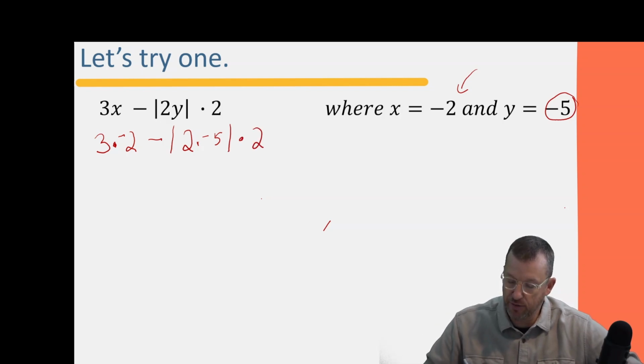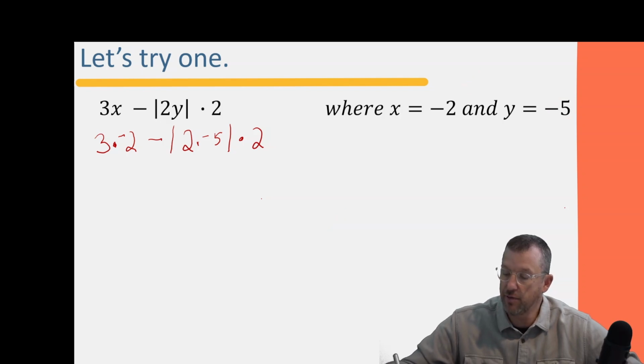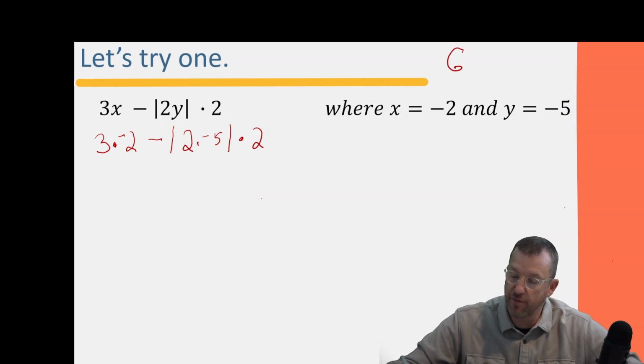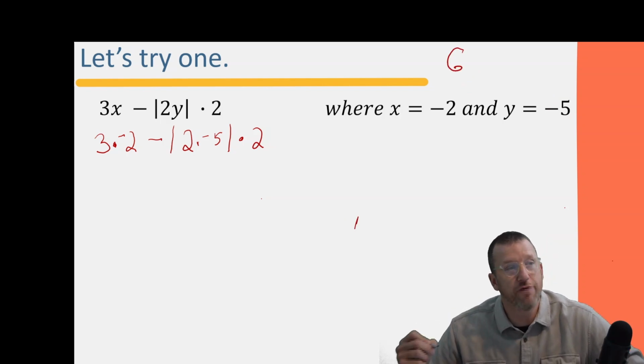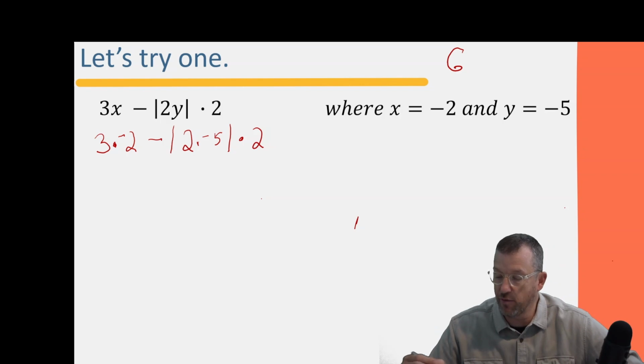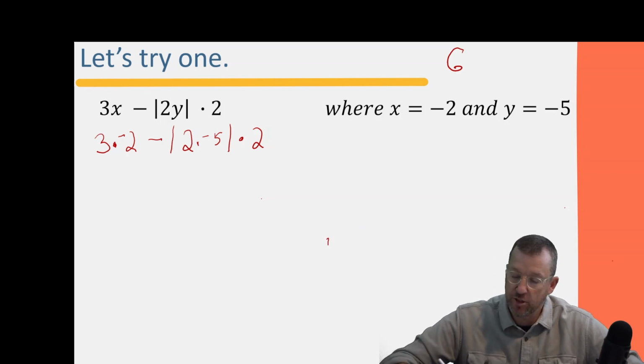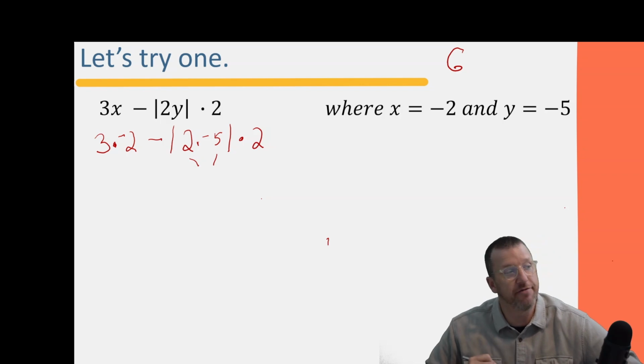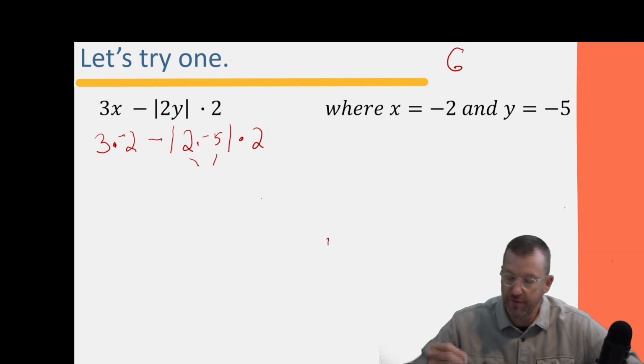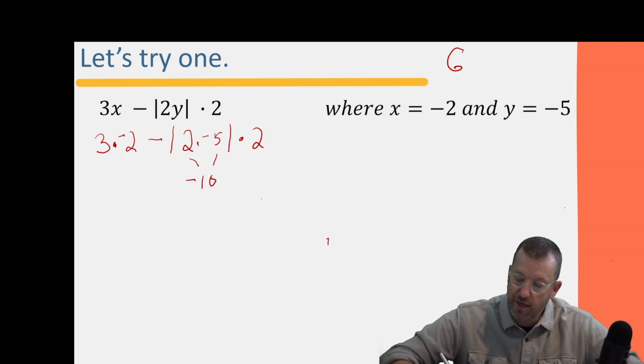So we go back to GEMDAS and we say, what do we see? Do we see any groupings? Yes. So absolute value is groupings, okay? And so we want to make sure that we start with that. We have a grouping, we have absolute value. So we have to solve everything that's inside the grouping before we do anything with the grouping, okay? So we're going to take this and we're going to say we have 2 times negative 5. What is 2 times negative 5? Well, it's negative 10. All right, now remember, the absolute value tells us to do something, so we're not done with the absolute value sign, or absolute value bars, so we write them back down again.